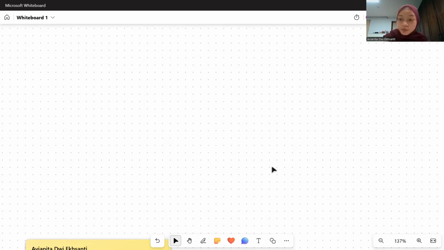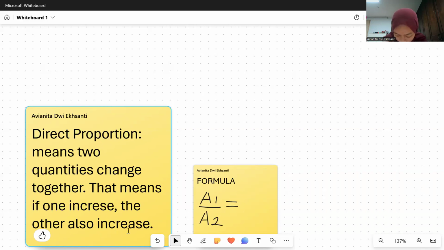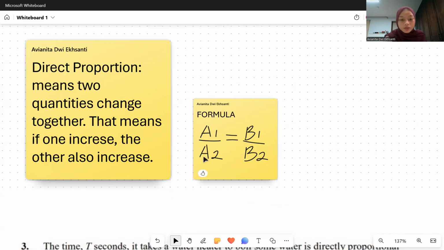So, what is direct proportion? Direct proportion means two quantities change together. That means if one increases, the other also increases. So, for direct proportion, we use the basic formula. It is A1 over A2 equals B1 over B2. So the formula for the proportion is A1 over A2 equals B1 over B2.